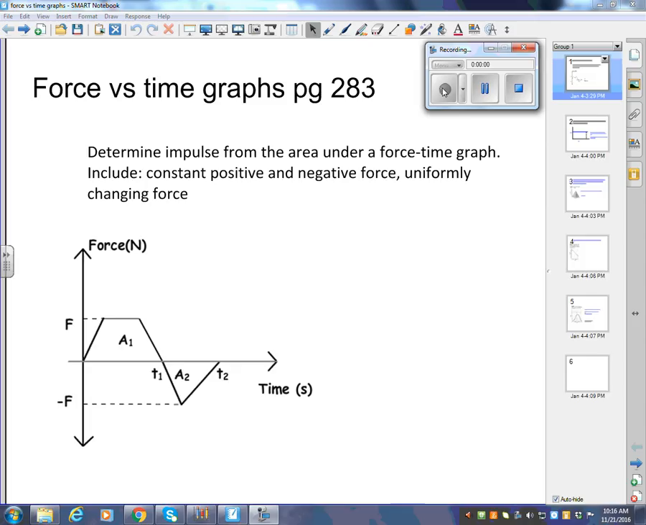Okay, I'm going to begin because I'd like to keep some time to work this period. So, we're going to talk about force versus time graphs.